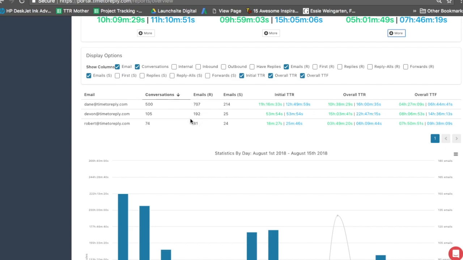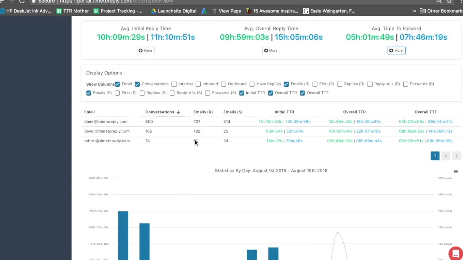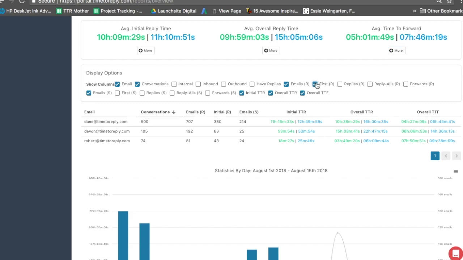So it's got the total number of conversations, the total number of emails received, and the total number of emails sent. Now you can see there that the conversations numbers will add up to more than the total above, because each of your agents could be part of the same conversation, so there can be overlap. Whereas the number above it is the unique number of conversations, the numbers just above the initial average reply time.